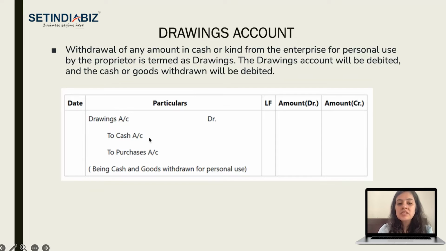See, cash is being reduced because drawings are being made, and it will be credited. If goods are also withdrawn, for example, we have purchased certain raw materials, and if those goods, or the final products of the company, are withdrawn from the company for personal use, then the purchases account is also credited. Being cash and goods withdrawn for personal use.